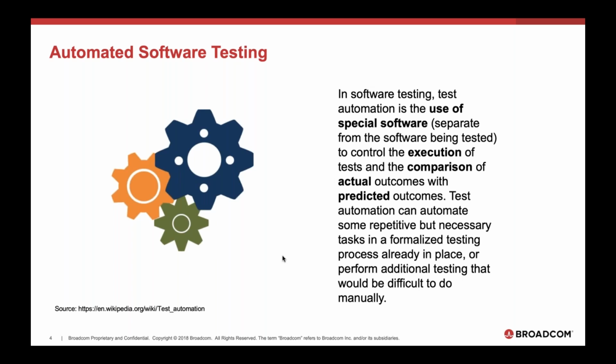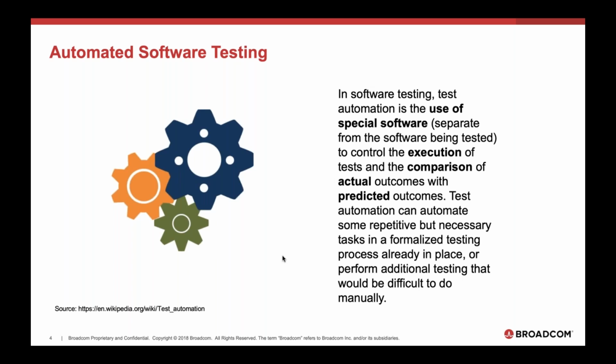So, in the world of software testing, test automation is essentially another piece of software. So test automation is also software, which is different from the actual program, the software program that you're testing, which does a few things. It controls the execution of the program that you're intending to test, and it performs comparisons of the actual outcome from running those tests with what you expect the outcome to be.